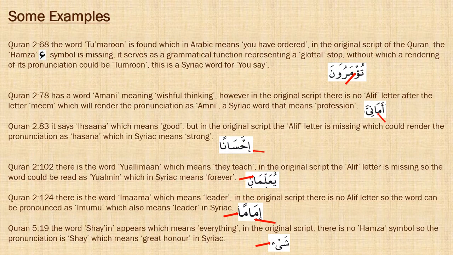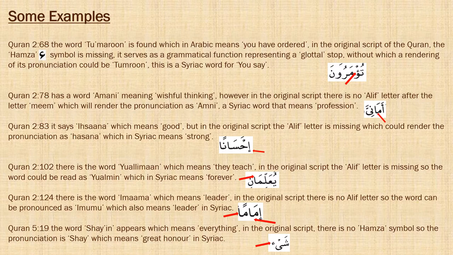For example, in Quran 2:68, the word tu'marun is found, which in Arabic means you have ordered. In the original script of the Quran, the Hamza symbol is missing, shown here by the red arrow. It serves as a grammatical function representing a glottal stop, without which a rendering of its pronunciation could be tumrun. This is a Syriac word for you say.